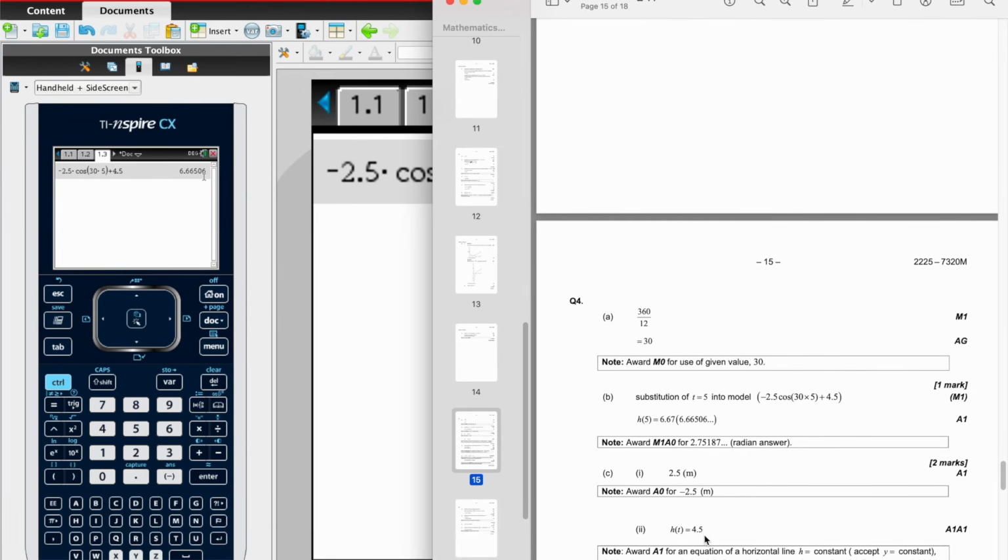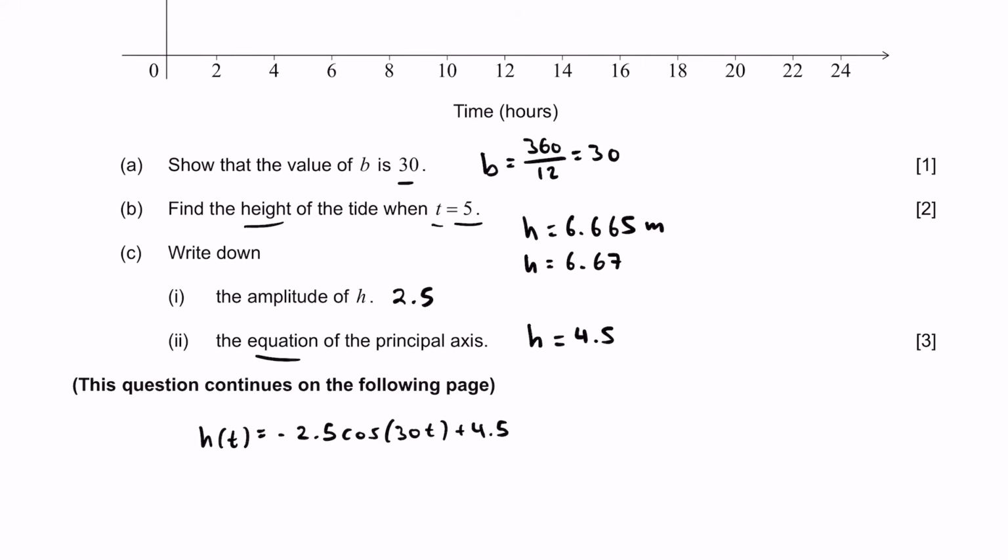So h of t is equal to 4.5. Award A1 for an equation of a horizontal line, h equals constant. So they would accept y equals a constant. Okay. All right, let's keep going.